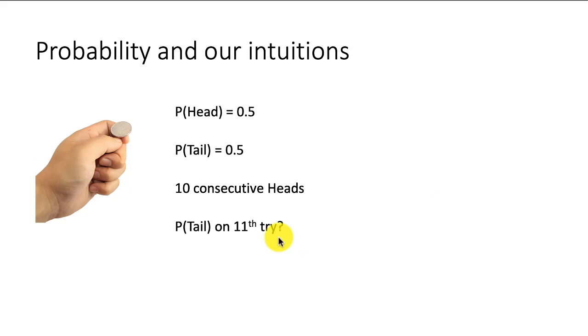Right? When you toss the coin an 11th time, what is the probability of getting a tail, given that you've already got 10 consecutive heads? Okay, so that's one thing. Just think about it. I'm not going to discuss the answer right now. Just think about that. Maybe a good thing for you to do would be to write down your answer somewhere so that you can refer to it later.